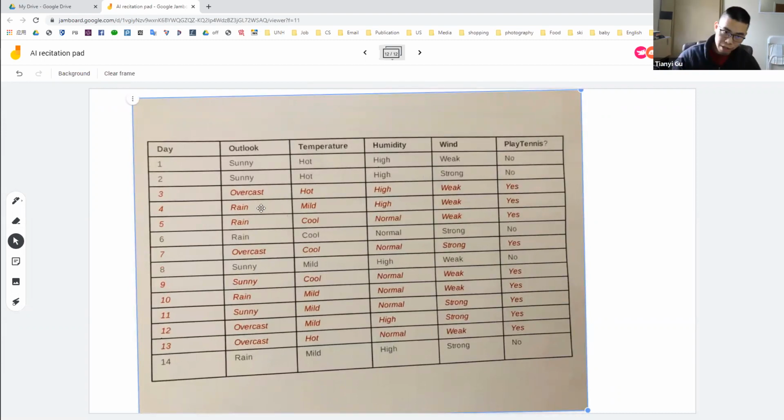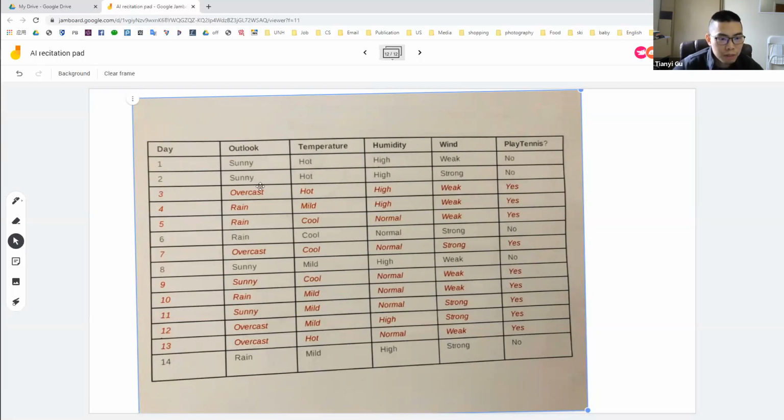Okay, so we have this data. If it's a sunny day, the temperature is hot, and the humidity is high, it's very wet, and if it's a weak wind, we don't want to play tennis. Otherwise, if it's an overcast day, it's hot, the humidity is high, and the wind is weak, we do want to play tennis. If it's a sunny day, the temperature is cool, the humidity is normal, and the wind is weak, we do want to play tennis.